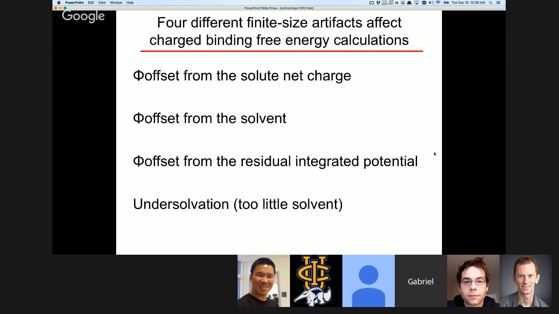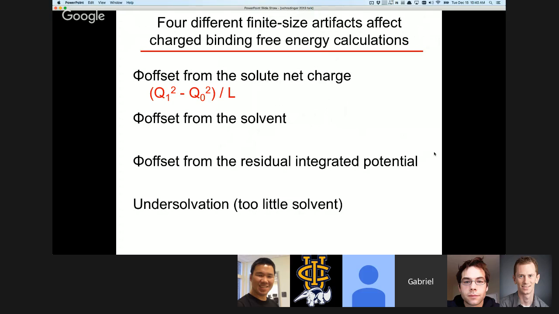Okay, so these are the four different effects that I just went over. Three of them are caused by these offsetting potentials, and the final one is caused by the fact that you only have a finite amount of solvent in your periodic system. So I just want to give a high level mathematical summary of what goes into each of these offsets.